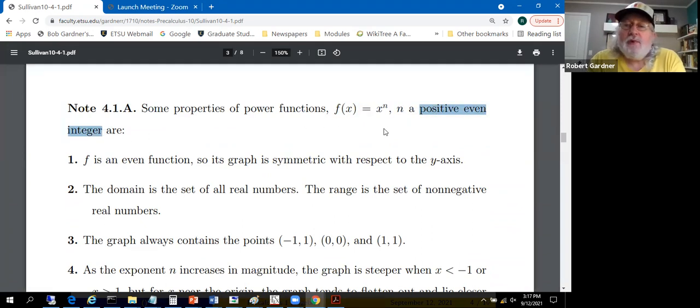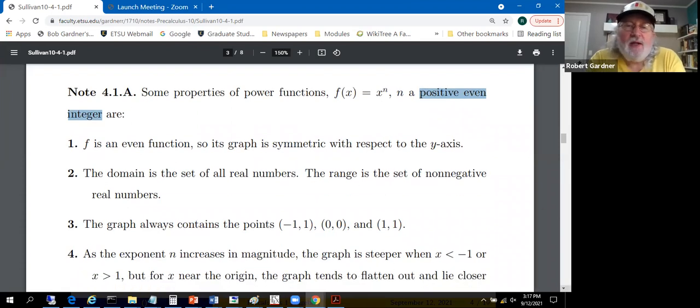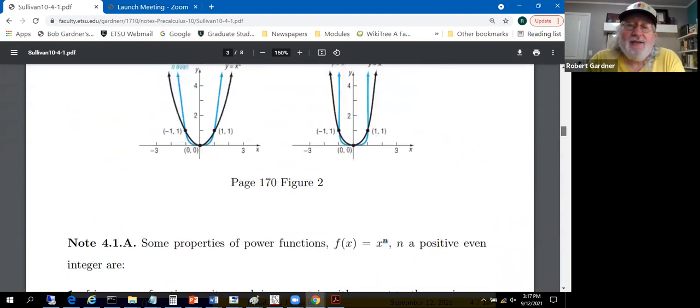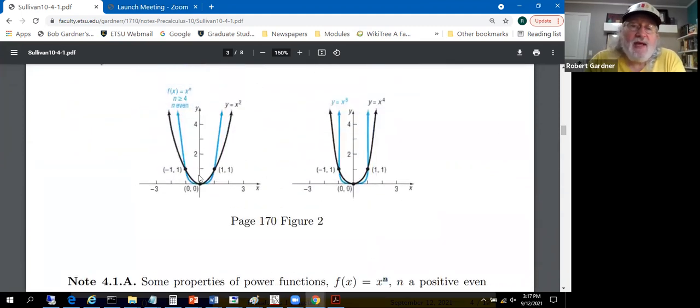Some properties of f of x equals x to the n, where n is a positive even integer. So we're considering evenness still. Like I said, the odd is to follow. F is an even function. If you've got x to the n, where n is an even positive exponent, negative signs will be absorbed. We'll have an even function. That is, we'll have a function whose graph is symmetric with respect to the y-axis. Both of these, symmetric with respect to the y-axis. All of these.